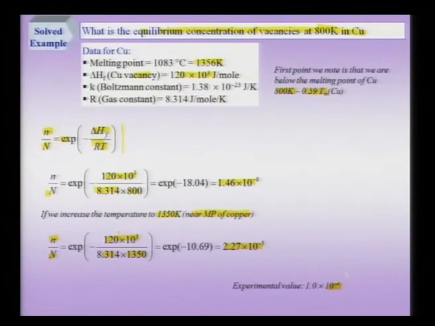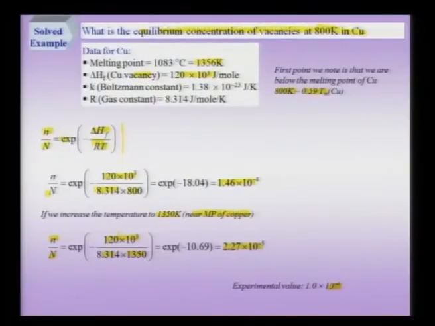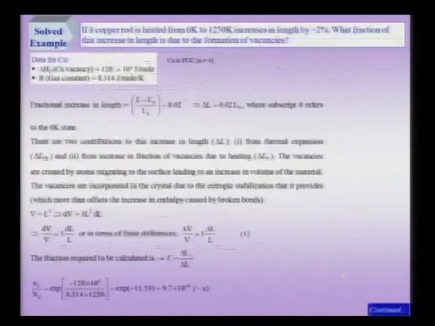So, you can see that even close to the melting point, the concentration, though it is not negligible, is pretty small compared to the number of lattice sites possible, and it is of the order of 10 power minus 4 or 10 power minus 5, which is the fraction of vacancies in a crystal even close to the melting point. And this experimental value can typically be obtained from either lattice parameter measurements or changes in length of the material, which one calls a dilatometric measurement.